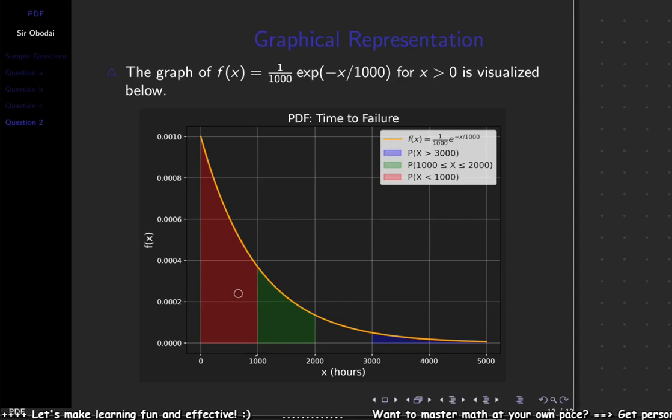And then it's very, very good you understand the graphical representation of it. At least if you understand how it looks like, it helps you know what formula to use when.